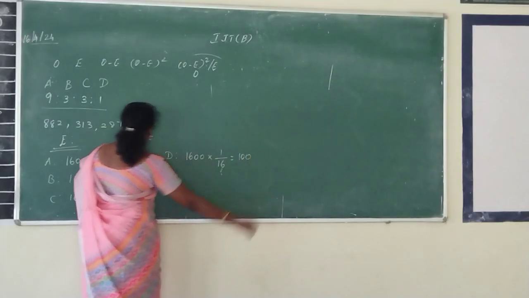For C, 300, because again it is 3 by 16. Again 300. Finally for P, 1600 into 1 by 16. What is the answer? 100.